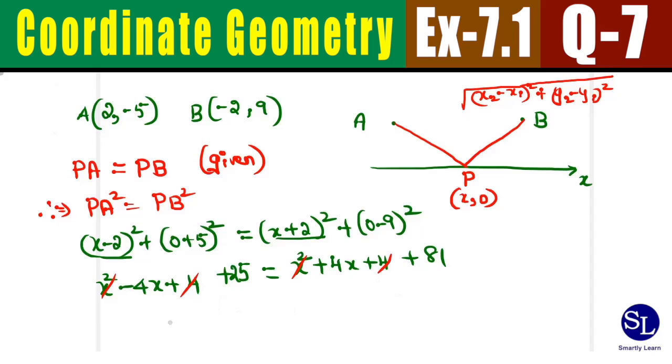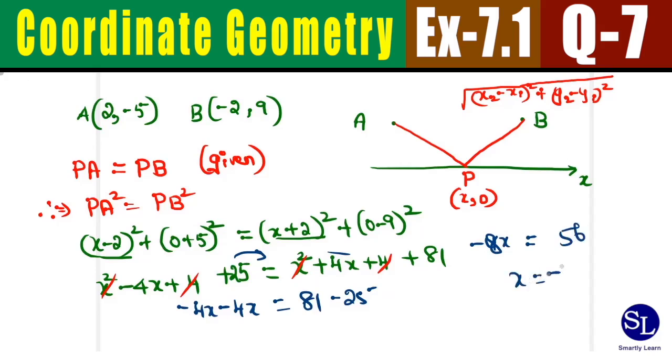Let's reorganize the remaining terms. So minus 4x, I'm bringing this plus 4x to this side. So this is minus 4x minus 4x, equal to 81, and I'm bringing this 25 to the other side, which is minus 25. So this means minus 8x is equal to 56. So x is going to be equal to minus 7. So the point that is equidistant from both A and B, this P, is going to be (minus 7, 0).